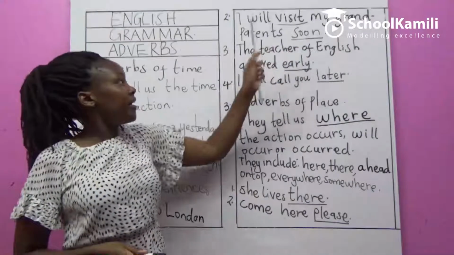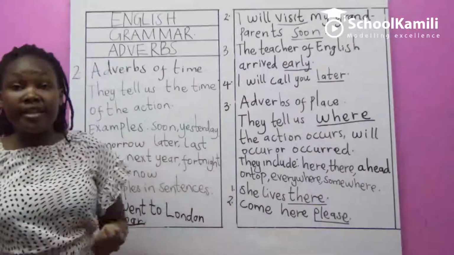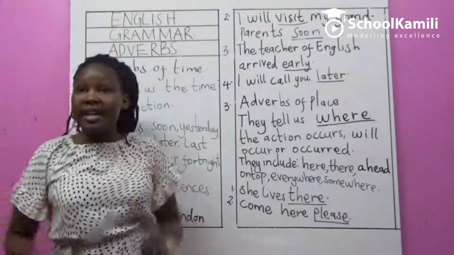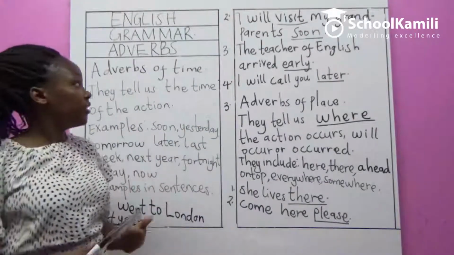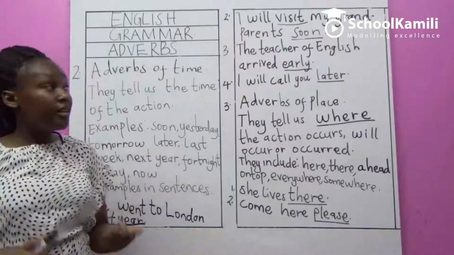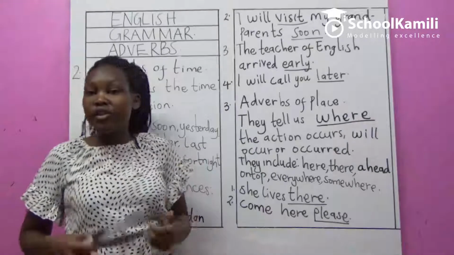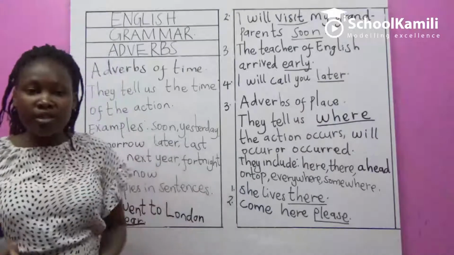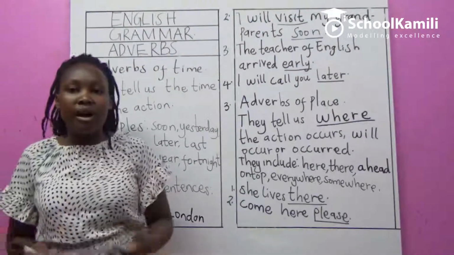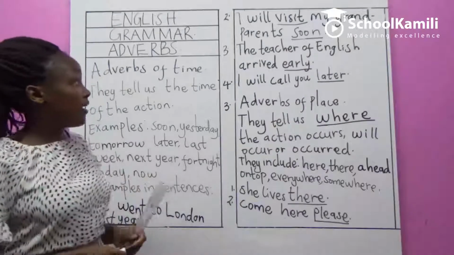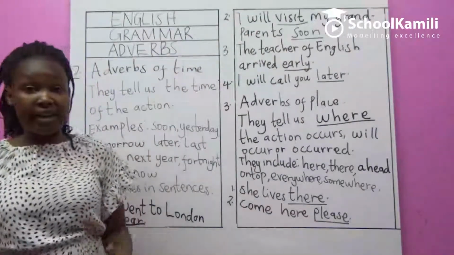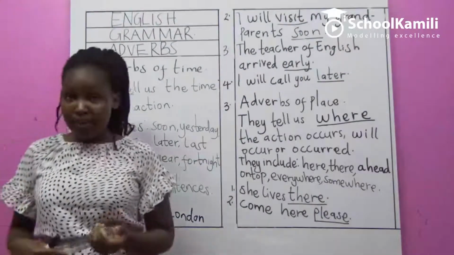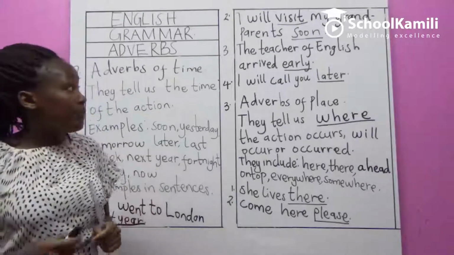I will visit my grandparents soon. So the speaker in this case is telling us the time in which he or she will visit his or her grandparents, and the time he or she is talking about is soon. I've used the pronoun I, so we don't know if the speaker is male or female. So soon is an adverb of time because it's telling us the time in which the action will occur.